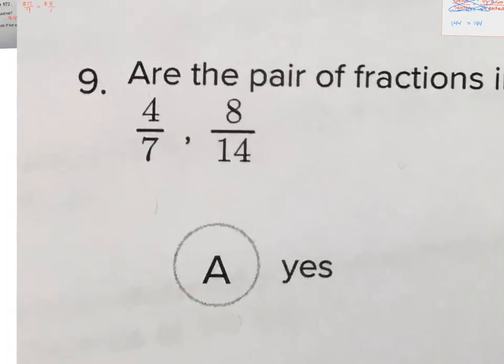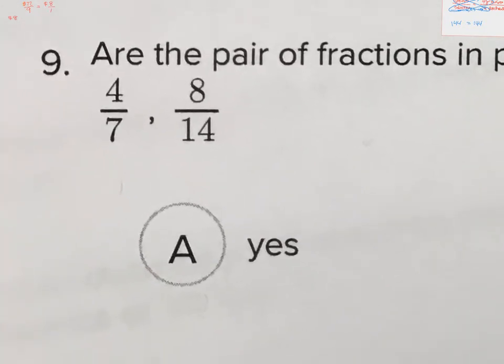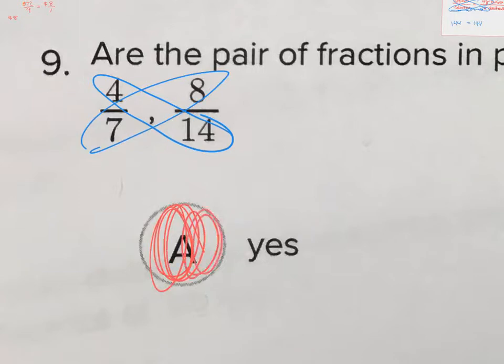Are these in proportion? Yes, because once more, you could say 4 times 2 gave you 8 and 7 times 2 gave you 14. Or you can look at it and go, well, 4 times 14 is 56 and 7 times 8 is 56. So yes, it's in proportion.